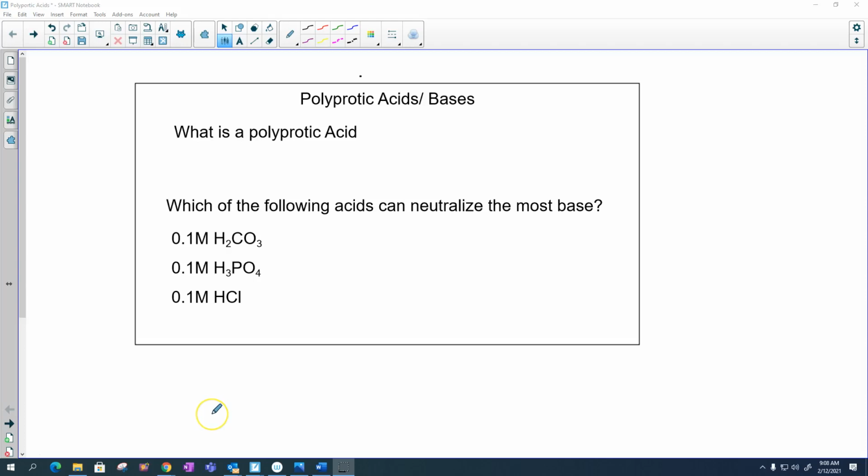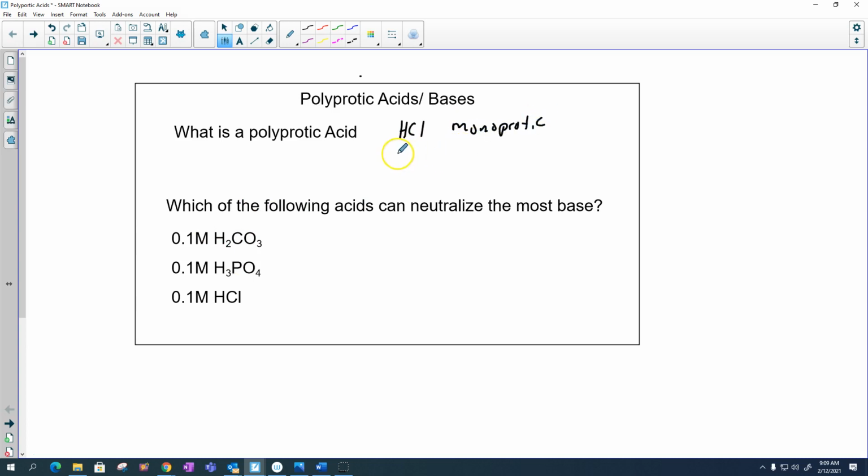Right, so we have this idea of what's called a polyprotic acid, polyprotic bases. And so what is a polyprotic? Well, it's something that's going to be able to donate more than one H. So if we have, for example, HCl, like I have below there, this is obviously monoprotic. Okay? This is monoprotic.